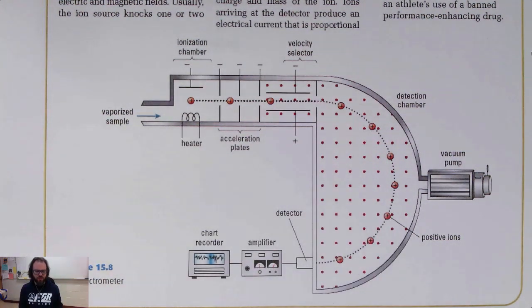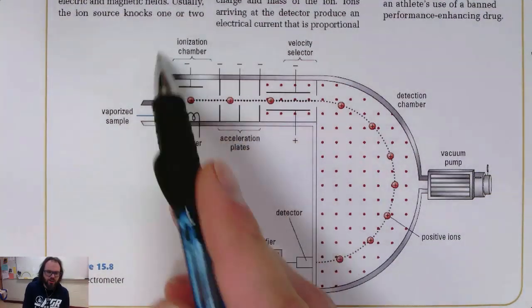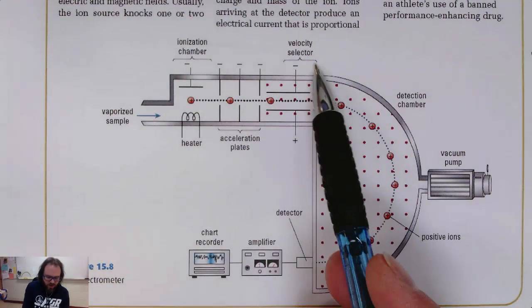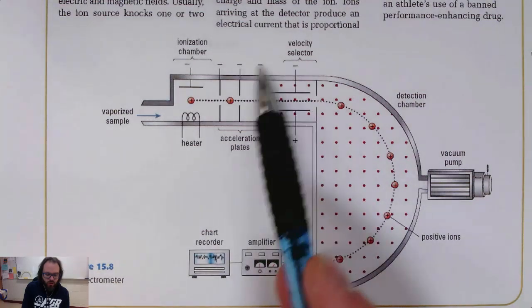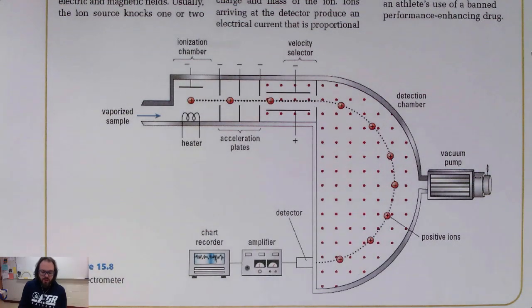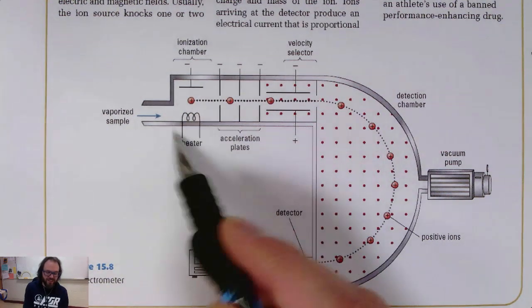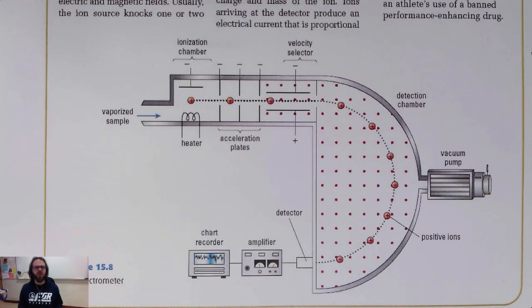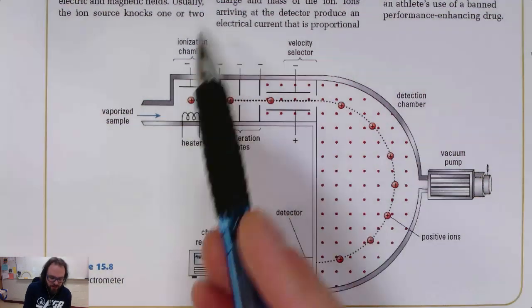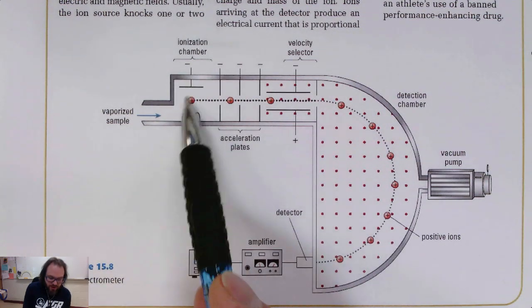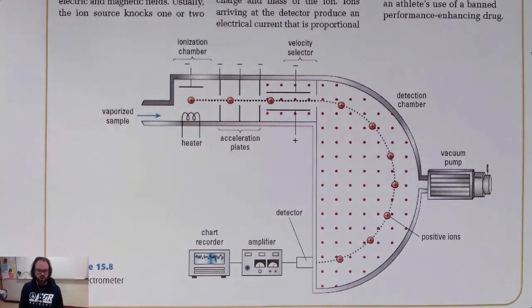So there's essentially three parts. We have an ionization chamber, we have an acceleration or velocity sector, and then we have a curve section. So what happens here is we have this heater, and this heater will break down gases, or break down liquids, heating them up so they're gas, and sometimes we'll even break things down, and we ionize it. So this is all negative, so it ends up getting positive charge, okay?